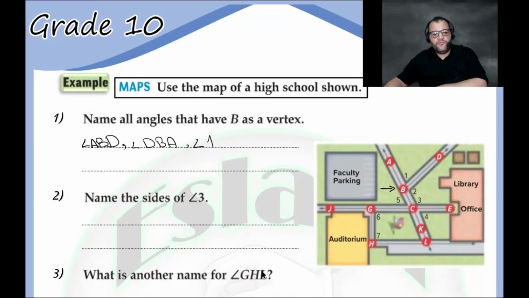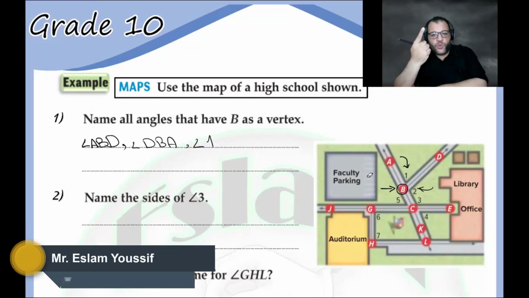Why? Because if I need to find angle B, which angle B do I mean? You have angle B, which is 1, and another angle B here, and another one which is a straight angle. So which one do you mean? If the vertex is common to more than one angle, you can't label it with only one letter. You have to label it with 3 letters. Do you know the difference now?